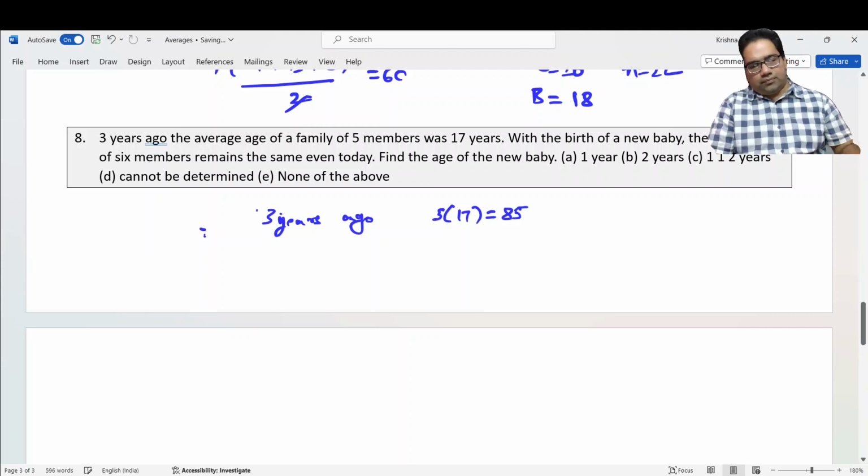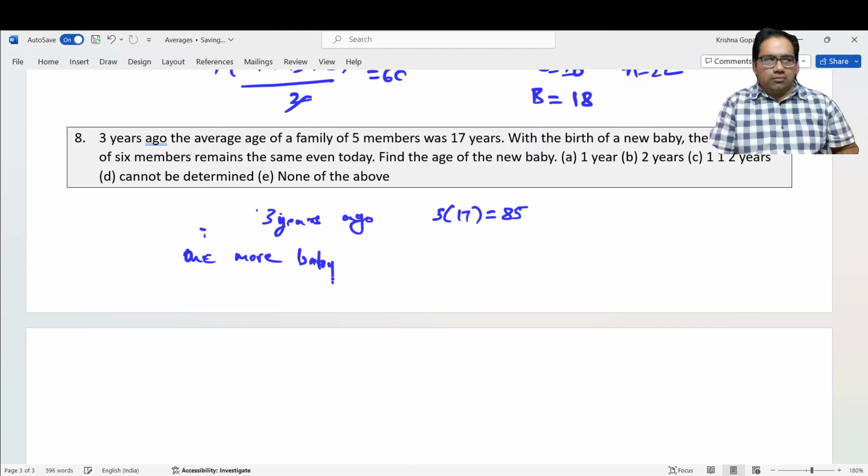Now there is one more baby. After 3 years, all these 5 people would have added 5 into 3, 15 more years, to the total age. That means 85 plus 15.